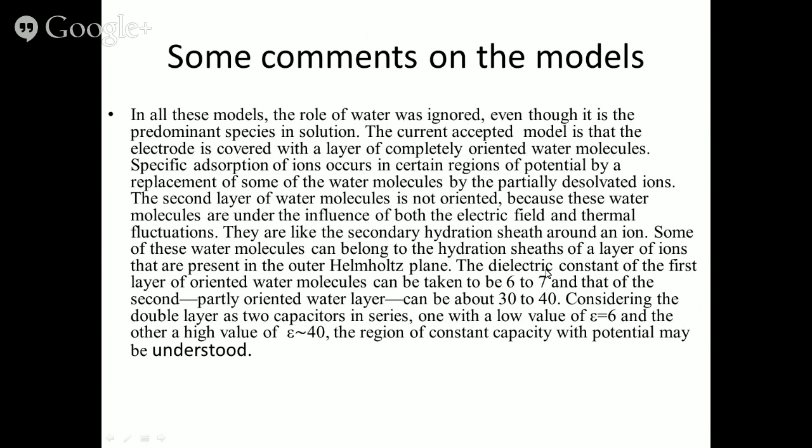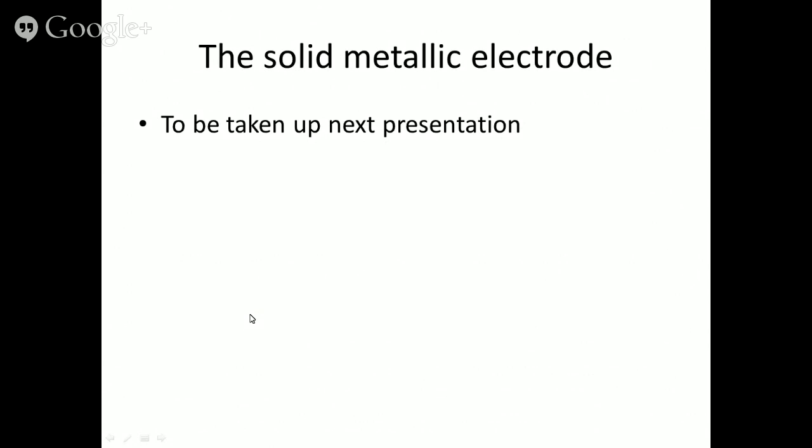The dielectric constant of the first layer of oriented water molecules can be taken as 6 to 7. Please remember, that of the secondary partially oriented water layer can be 30 to 40. And for pure water, you know very well, I don't have to tell you. Considering the double layer as two capacitors in series, one with a low dielectric constant, epsilon equal to 6, and the second with a dielectric constant of 40, the region of constant capacity with the potential can be understood. So these are all the things that are possible. It is purely a theoretical situation.